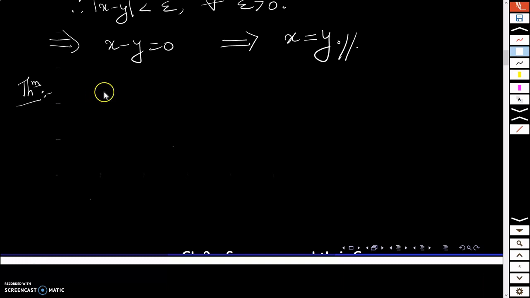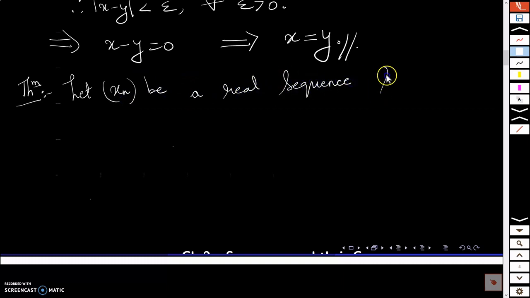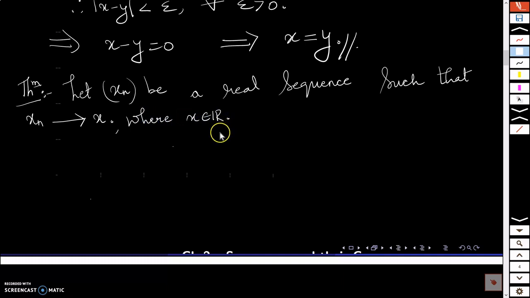Okay, let xn be a real sequence such that xn converges to the point x, where x is also a real number. So I have a sequence which converges to the point x, that's given to me.